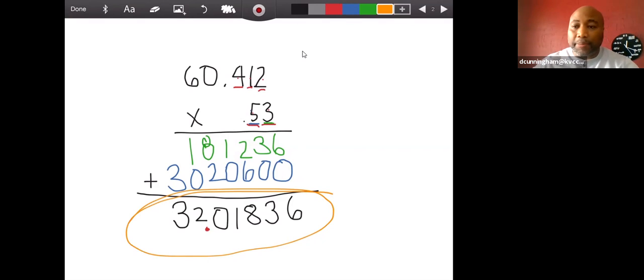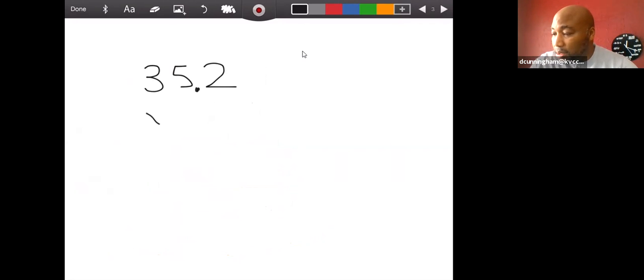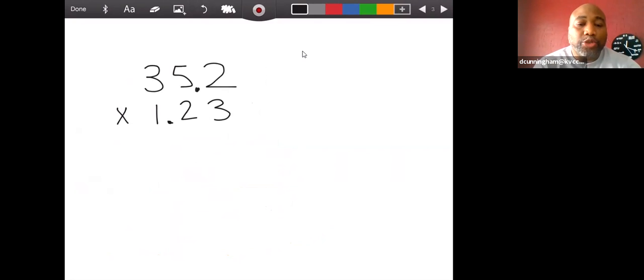Now let's look at another example. So let's say we have 3, 5, 2. And we'll say 35 and 2/10 times, and I'm going to do this a little differently. So let me move over here. 1, 2, 3, and let's put a decimal right here. So this is 1 and 23/100. So I'm going to multiply. Let's go ahead and multiply this.